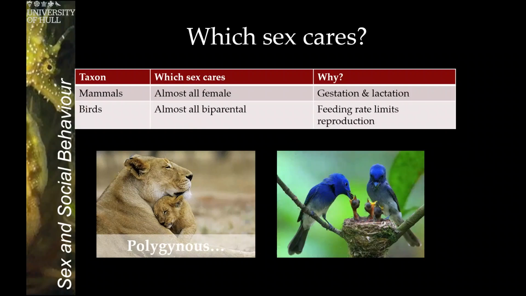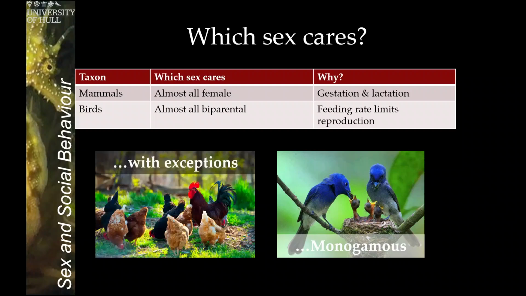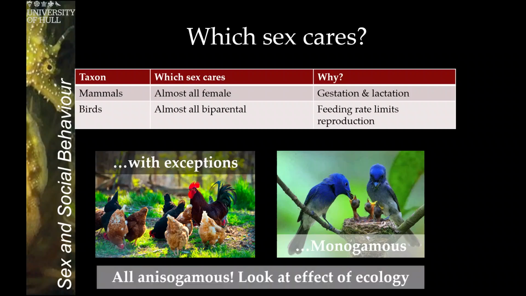Birds, by contrast, are almost all biparental. The reason tends to be that it takes 2 parents to raise any offspring at all. The feeding rate that the offspring require basically puts both parents on lockdown. So you've got to have 2 parents, one to incubate and defend, and the other to be feeding. Correspondingly, birds are, at least socially, largely monogamous. But then there are exceptions again, so things like chickens and pheasants have polygynous mating systems with females doing the majority of the care. But notice that all of these are anisogamous with internal fertilisation, so they conform to the general pattern that you would predict, with the females doing all the care.